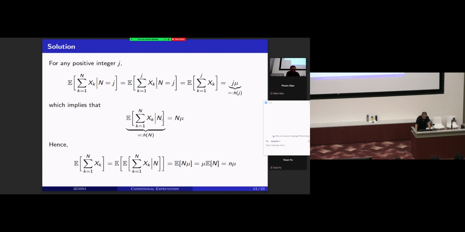So again, if we don't know the value n takes, then this one should become h of n, right? If you know the value n takes, then you know the value of this guy. If you don't know the value, then it is just a function of a random variable n. So then the question is, what is the form of h of n? If we know that h of j is this guy, then h of n should be simply n times mu, right? So as long as you're clear of this, then I think the next step would be simple.